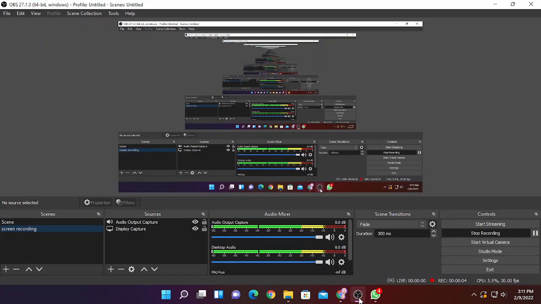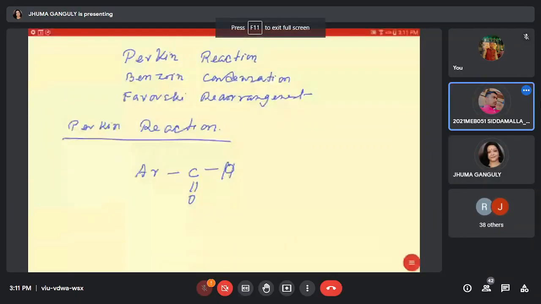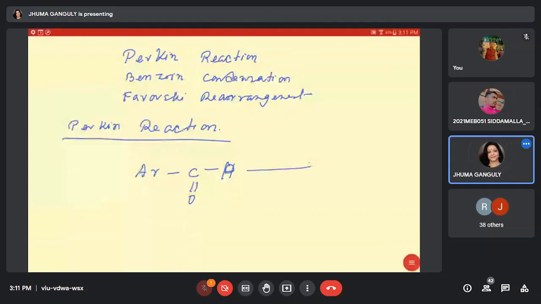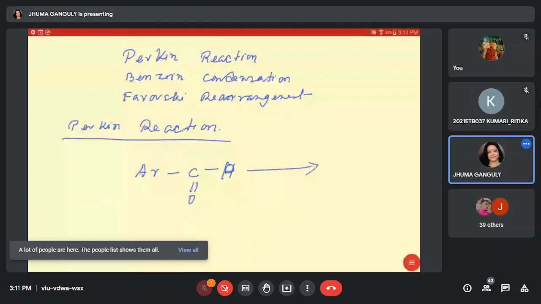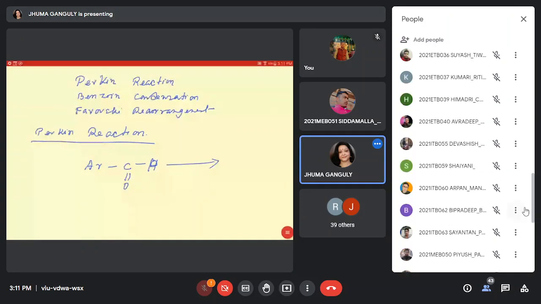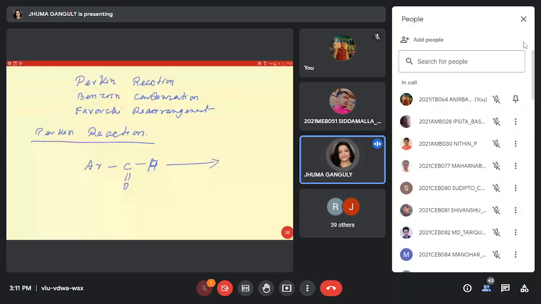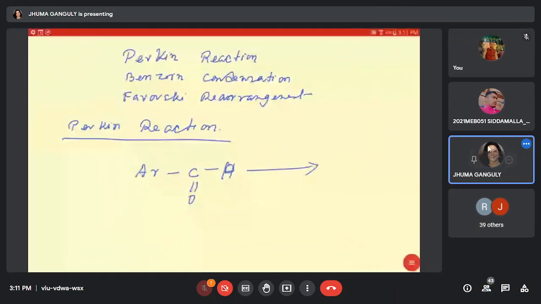What is this one? What is the reagent and what is the product? What is the product and what is the reagent for this Perkin reaction? What is the product? This is the reagent.